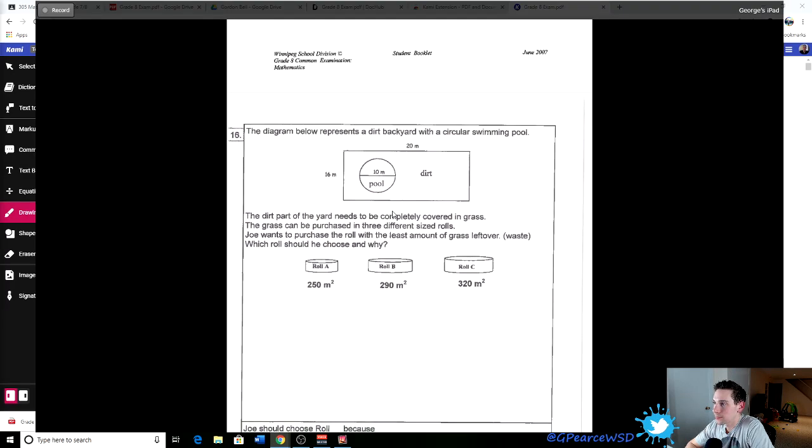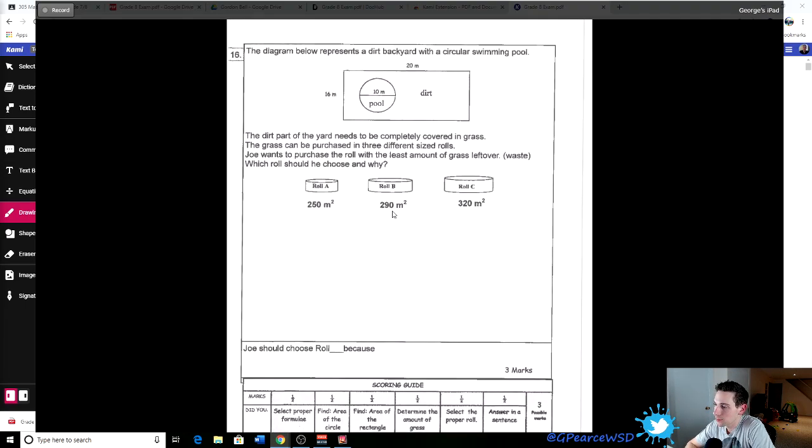Okay. The diagram below represents a dirt backyard with a circular swimming pool. So dirt, pool. The dirt part of the yard needs to be completely covered in grass. The grass can be purchased in 3 different sized rolls. Joe wants to purchase the roll with the least amount of grass left over. It's waste. Which roll should he purchase? So yeah, you're gonna have to figure out the square meters, the area of the pool, and the area of the backyard. Take the area of the backyard minus the area of the pool. It'll leave you with a number, and then you gotta figure out which roll to buy with the least left over. Yeah, this is quite a bit of thinking.